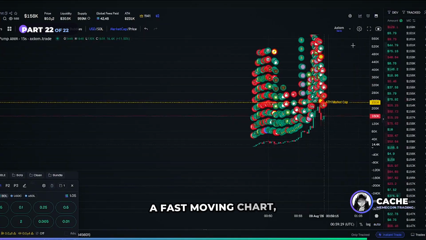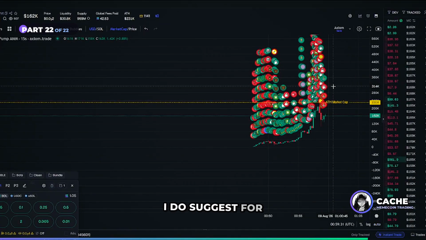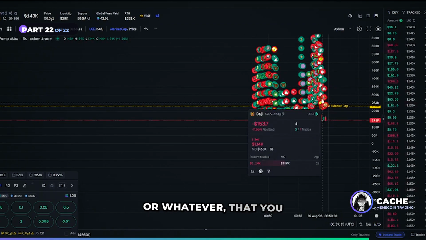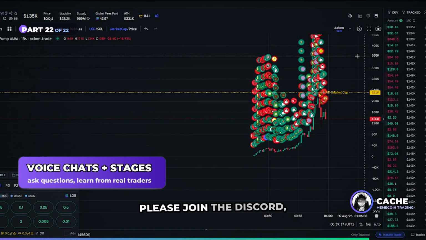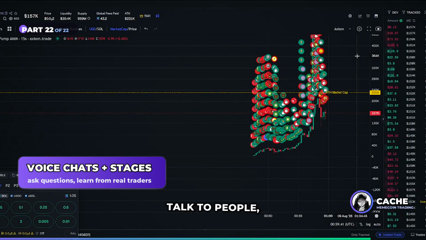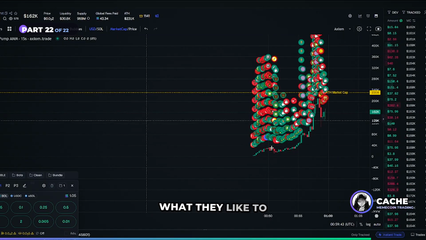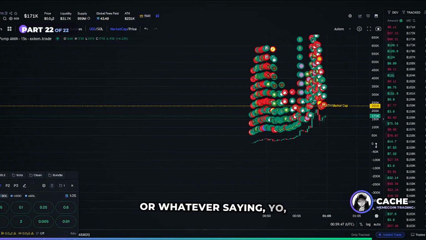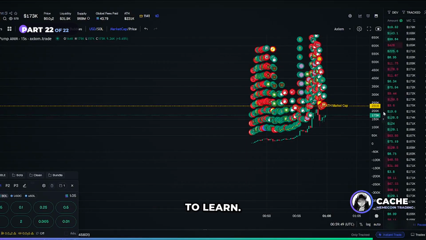This is a really fast moving chart. I do suggest for the first time that you're trading after you sign up on Axiom or whatever, that you please join the Discord, maybe even join the voice chat, talk to people, figure out what they like to do. I'm always in the Discord. You can even ping me or whatever saying, yo, I'm new, would like to learn.